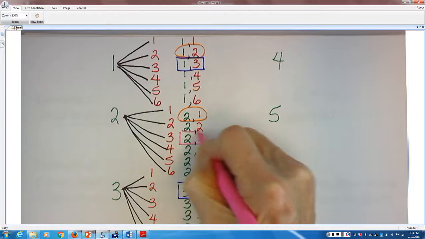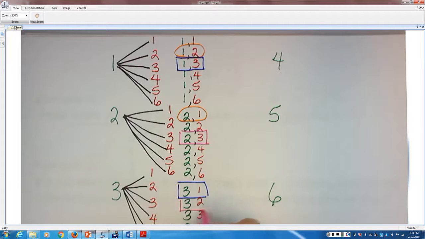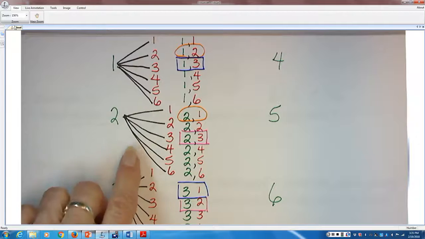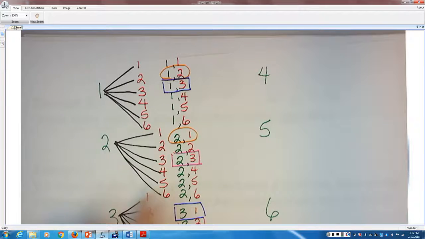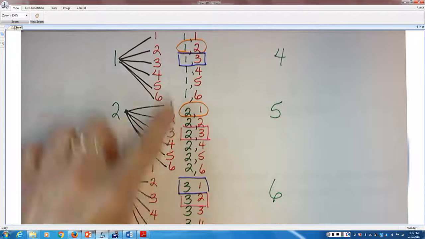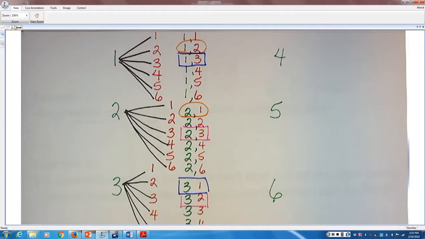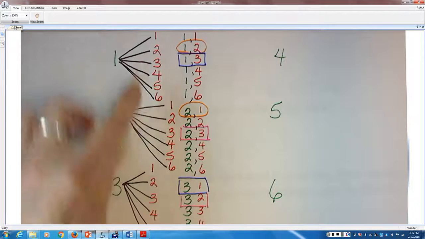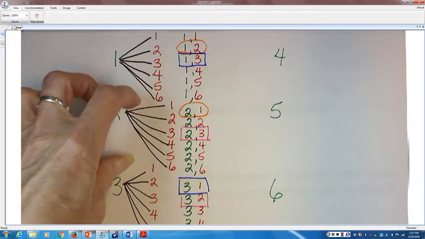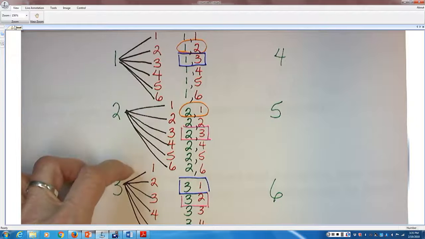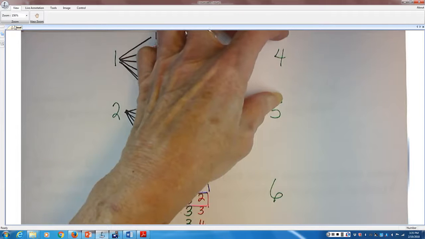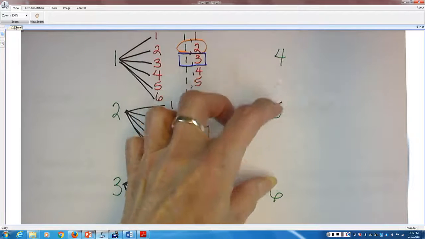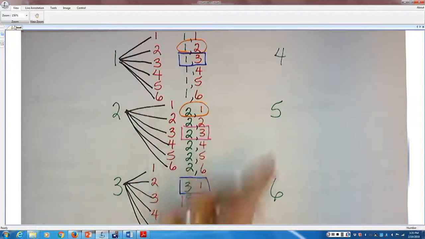And 2, 3 doesn't look like 3, 2. The order is different. And if you imagine that they're different colors, you can see why they're different. So notice what happens here every time: I've got 6 different possibilities for the first die, but then I've got 6 more possibilities for the second one. So this gives me 6, and plus 6 more is 12, plus 6 more is 18, plus 6 more is 24, plus 6 more is 30, plus 6 more is going to be 36.